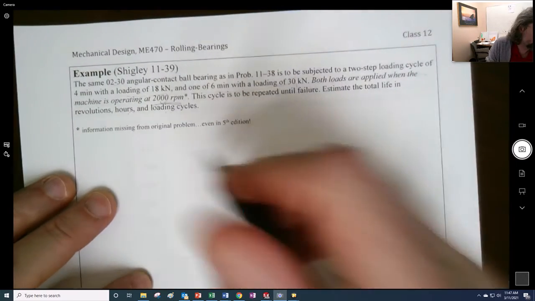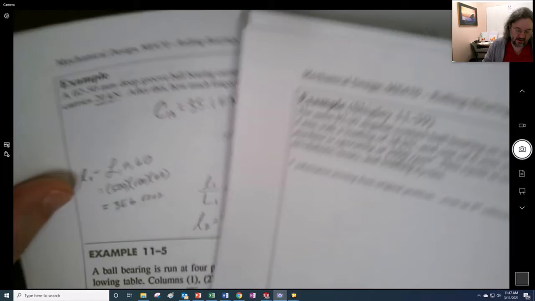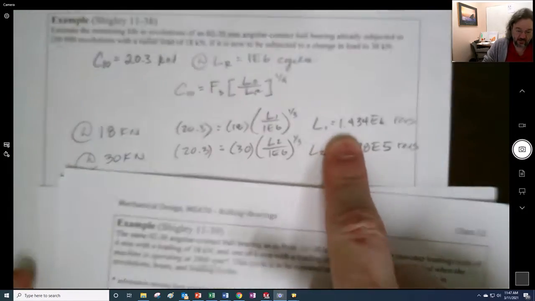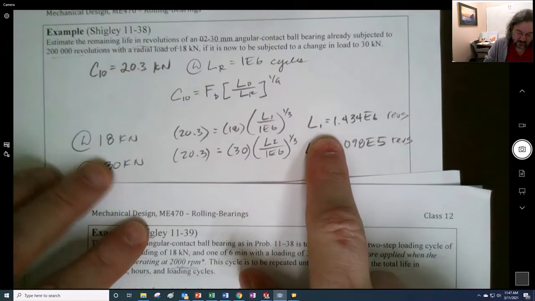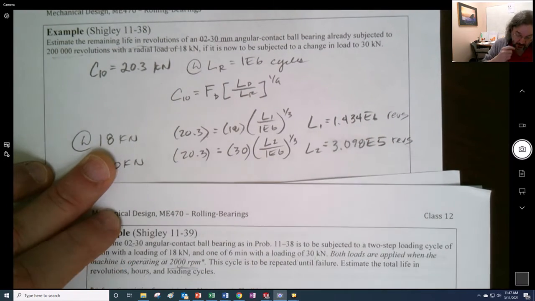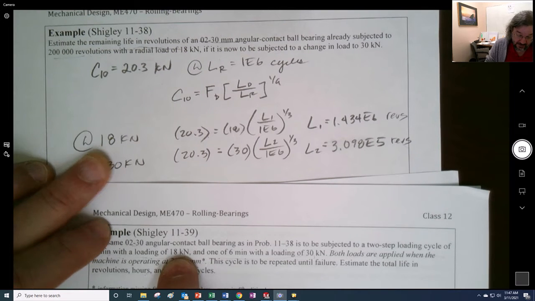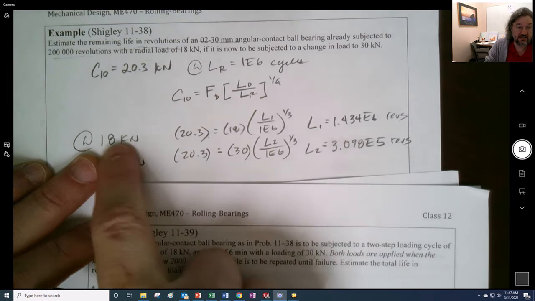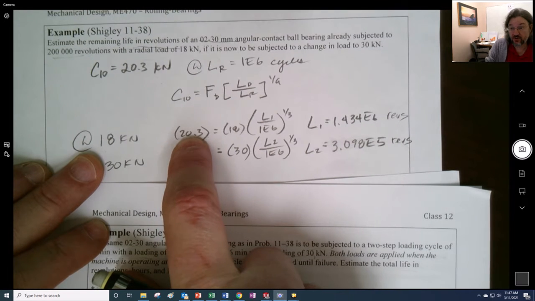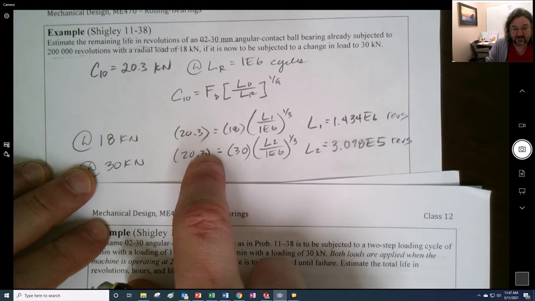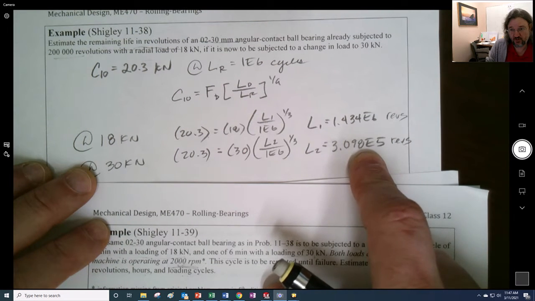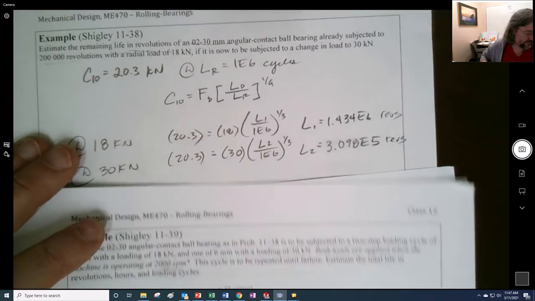So from the previous problem right here, some of the previous information that we have is that we had this L1 at 18 kilonewtons, we got this right here, right? Yep, 18. And then at 30, we got this number, right? And notice that 18 was lower than what was in the catalog, but 30 was higher than what was in the catalog. So we had something above 1 million and something below 1 million. That was a good observation that I should have pointed out.